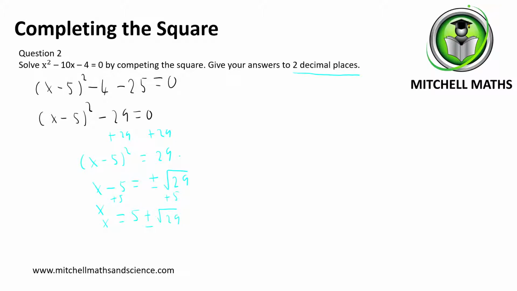And because it's asked us to give it to 2 decimal places, what you do is you just type it in your calculator, 5 plus root 29, which equals 10.39. And you'd also do 5 minus root 29, which equals minus 0.39 to 2 decimal places. So those are your 2 solutions for that question.